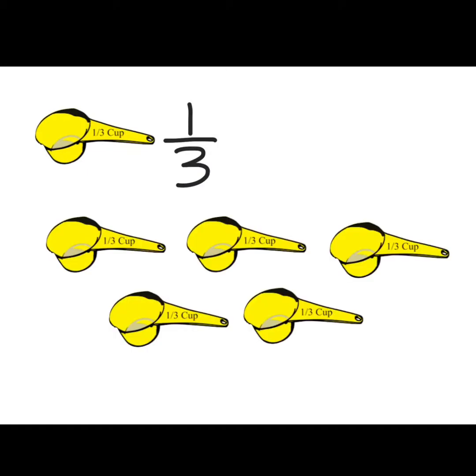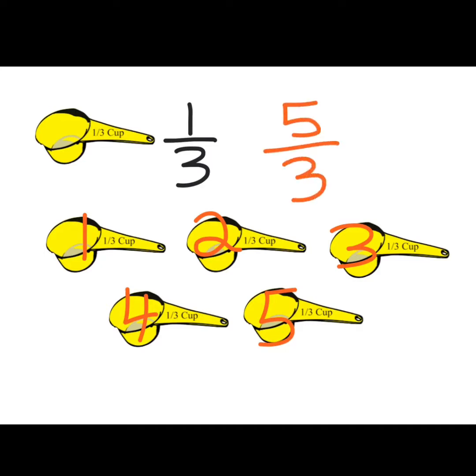Here we are again, and this time we have 1/3 cups to work with. Just as we did before, we are now going to count how many third cups there are. And we have 1, 2, 3, 4, 5. Therefore, we say we have 5 thirds.